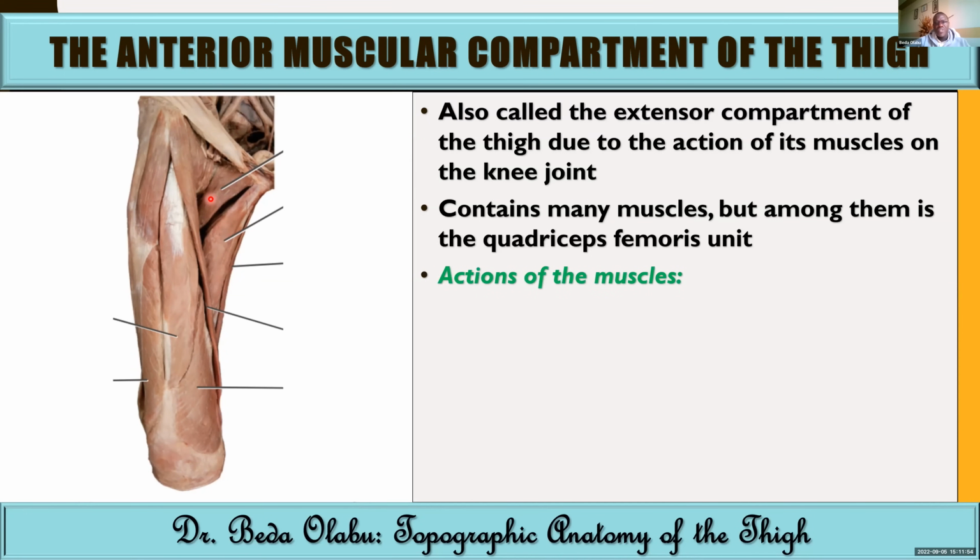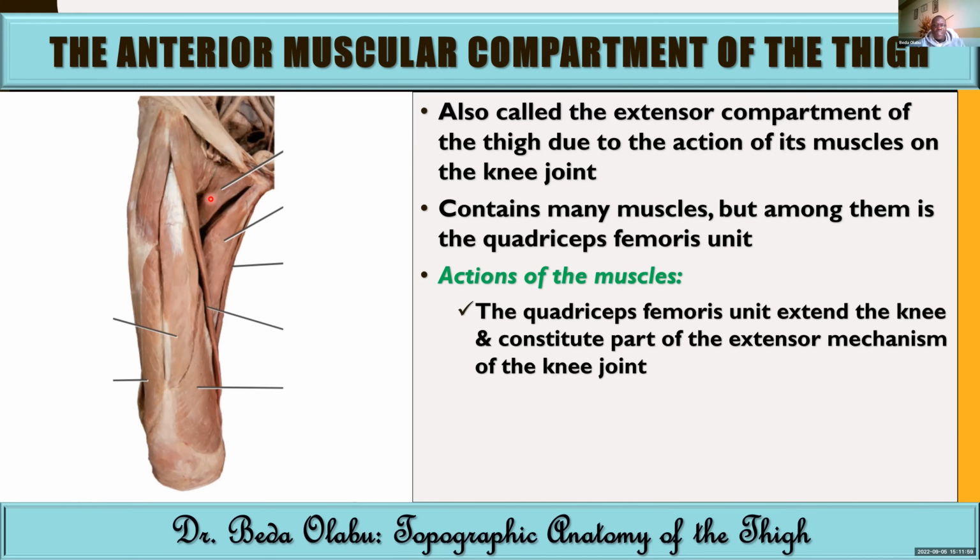Now let's talk about the actions of these muscles in the anterior thigh. The quadriceps femoris unit is principally responsible for extension of the leg at the knee joint. Usually, for extension to occur, the force from the quadriceps femoris unit will converge through this structure, which we call the quadriceps tendon. And then here, the patella. Then from the patella, we'll have the patellar ligament. And then we'll have a projection on the tibia, which we call tibial tuberosity.